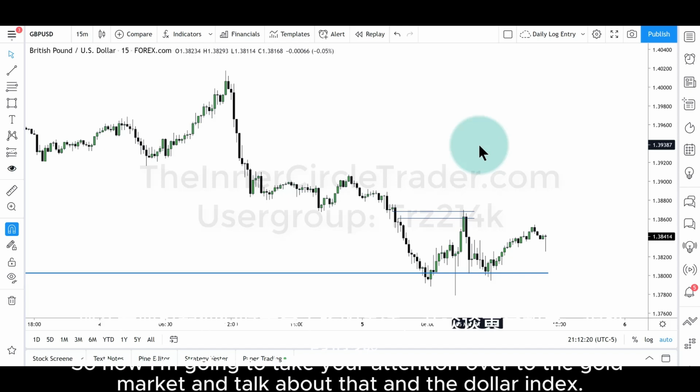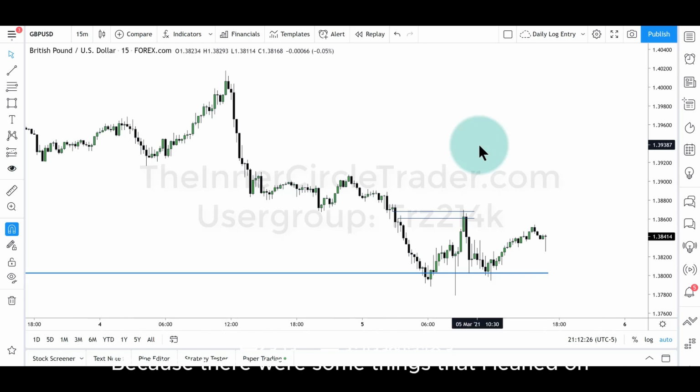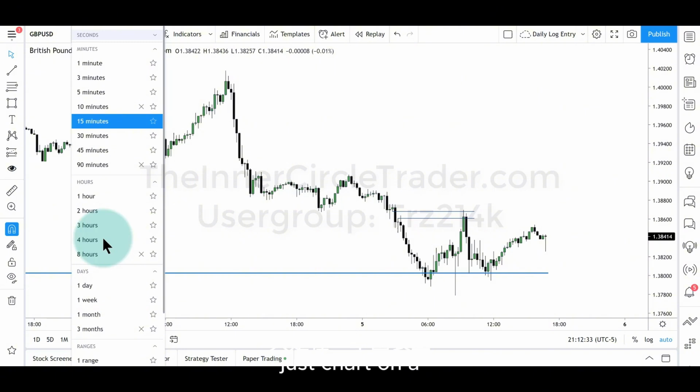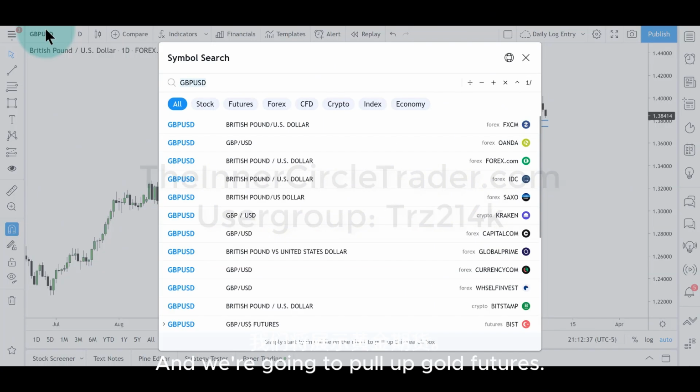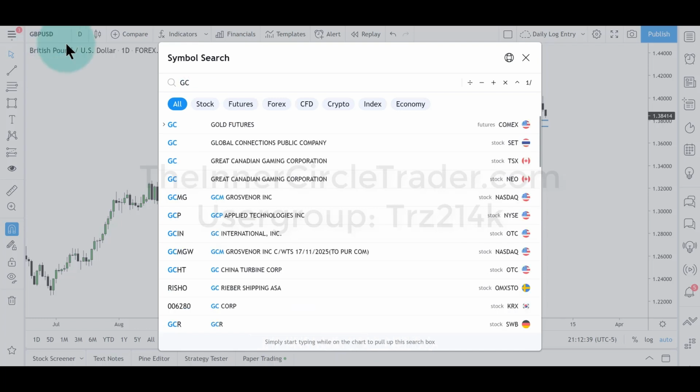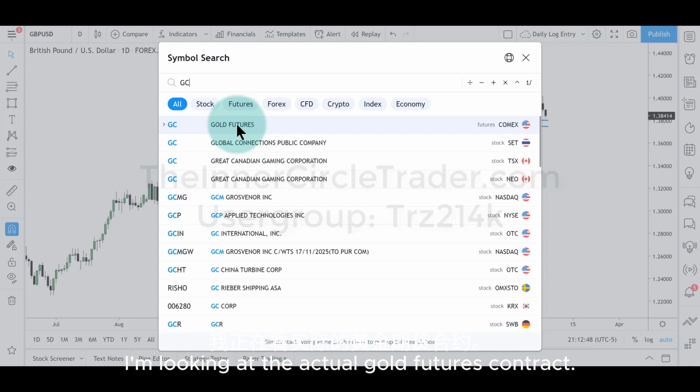So now I'm going to take your attention over to the gold market and talk about that and the dollar index, because there were some things that I leaned on in reference to the daily dollar. Let's put this chart on a daily, and we're going to pull up gold futures. Now usually you guys look at the pair versus the dollar, in other words, gold versus dollar. I'm looking at the actual gold futures contract, and the symbol for that is GC.